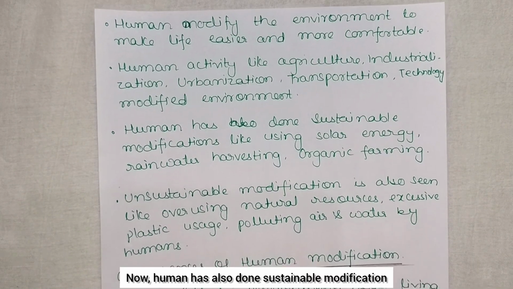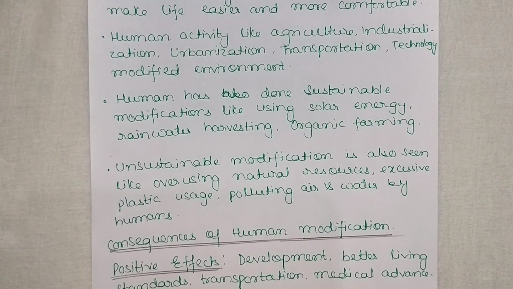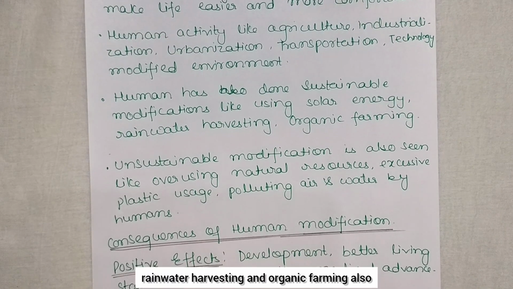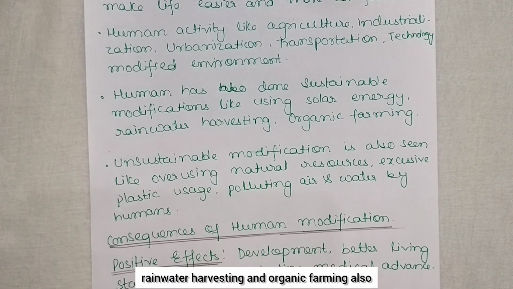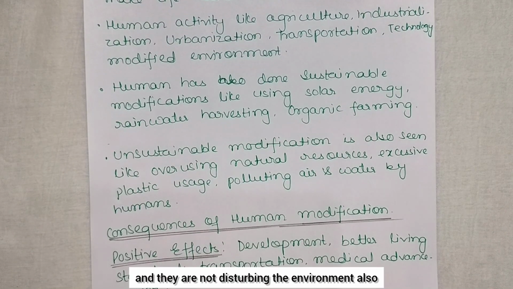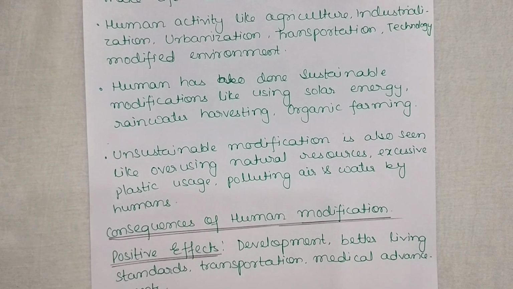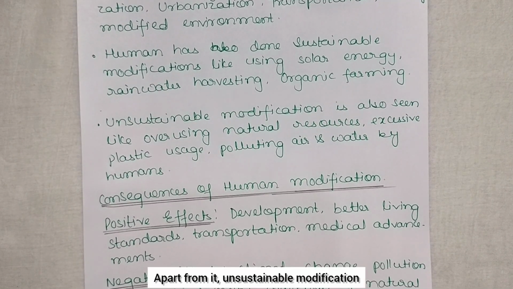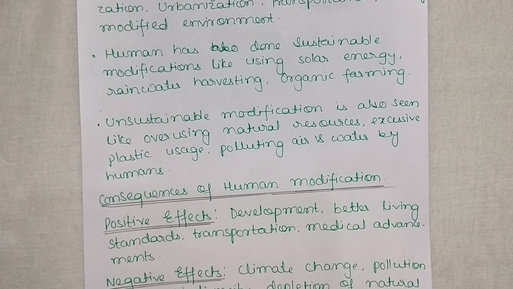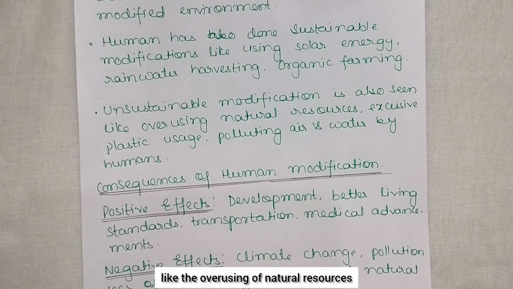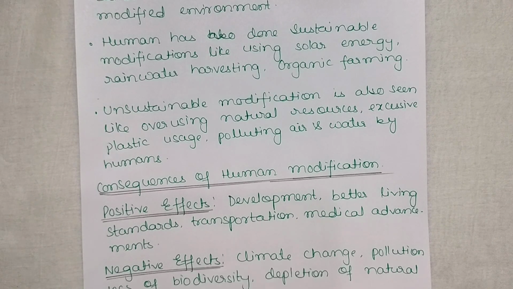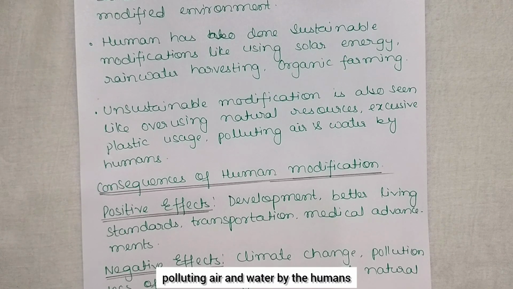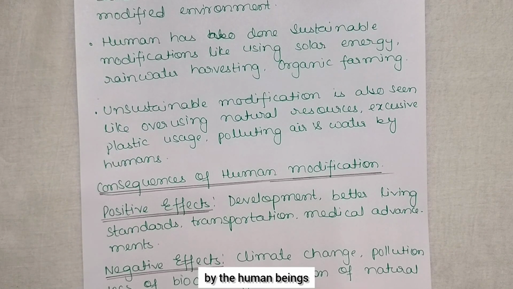Now humans have also done sustainable modification, like solar energy, rainwater harvesting and organic farming. So that has a future and does not disturb the environment. Apart from it, unsustainable modification is also done by humans over the years, like overusing natural resources, excessive plastic usage, and polluting air and water. So these are unsustainable modifications done by human beings.